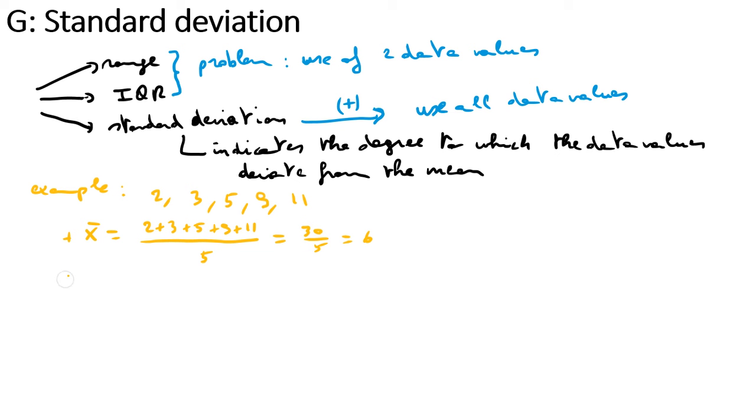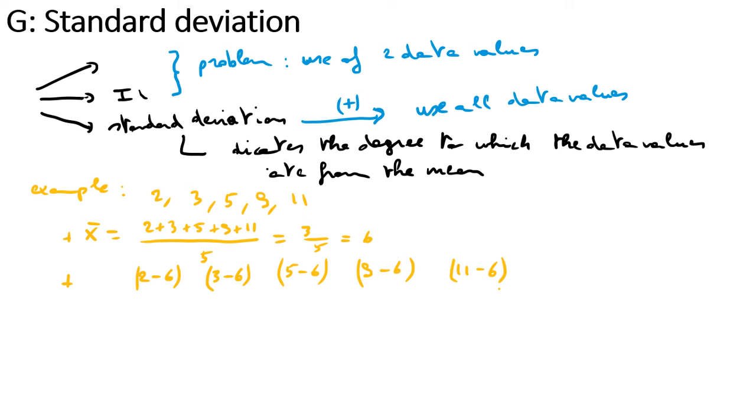So we said we are interested in the deviation from the mean. So to find the deviation from the mean, we have to take our value minus the mean. So the first value, 2 minus 6. The second value minus the mean, so 3 minus 6, and then the third value minus the mean, so 5 minus 6. Then 9 minus 6, the mean is 6. And then we have 11 minus 6. So those are the deviations from the mean.